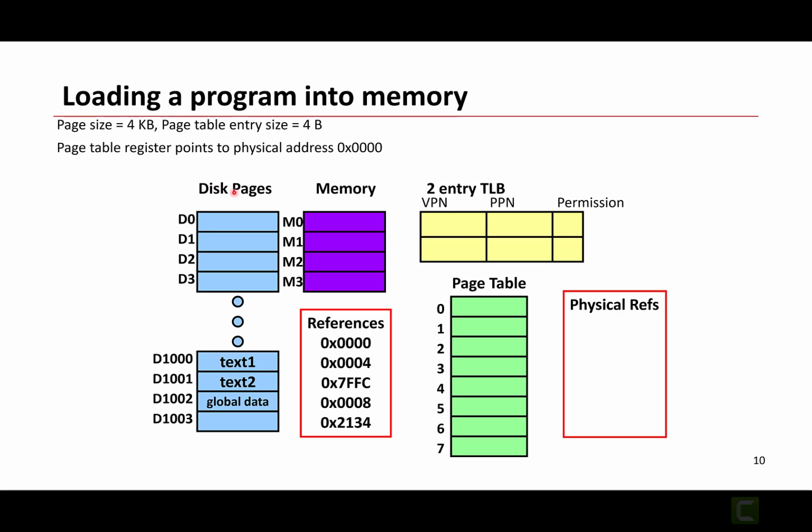So of course, the disk pages, colored in blue, go from the address D0 to D1003. Now this could be increased or decreased based on the user's swap partition size. And it can also include a non-swap partition if it comes to data such as executable files, which is the case for this text and global data.